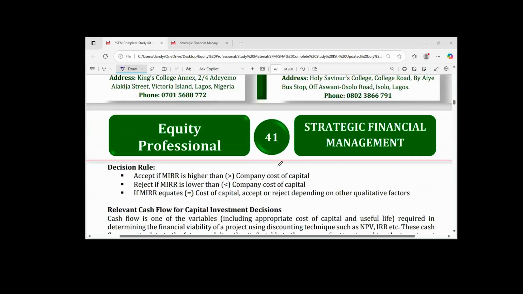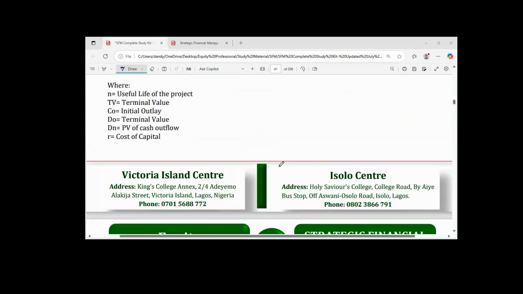So in our last class, we discussed project duration. Of course, we talked about the discounted cash flow. We started with what is capital budgeting, what are the procedures involved in capital budgeting decision. We also discussed the two methods of evaluating projects, the discounted cash flow method and then the non-discounted cash flow method.